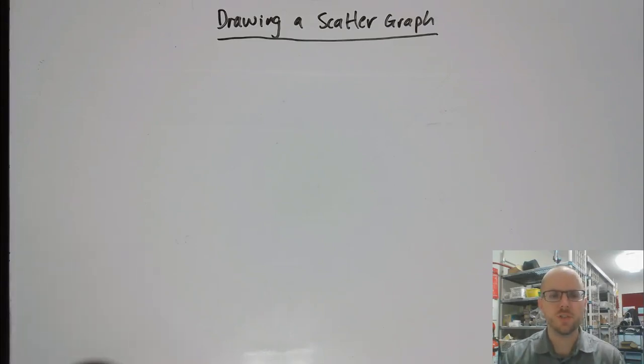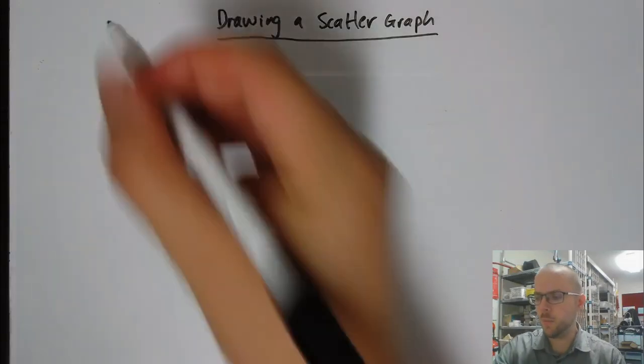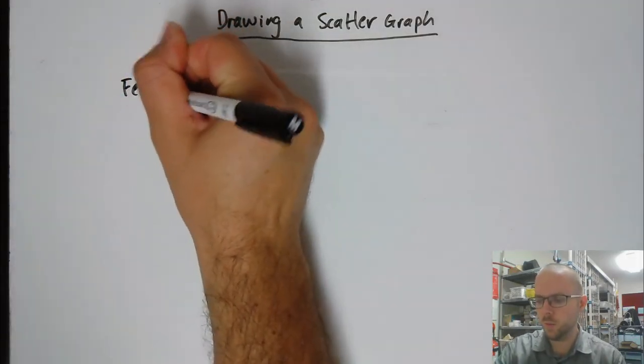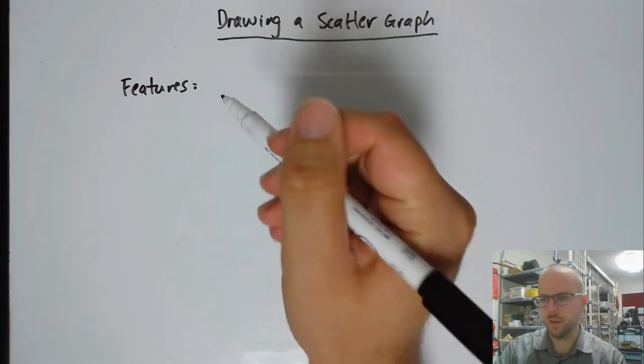The first instruction says, using the graph paper provided, which hopefully you will have in front of you now, create a scatter graph of the data in the table on the right. Make sure you include all relevant features of a graph. Before we go through drawing this, let's think about what those features are. What does every good scientific graph need to have?